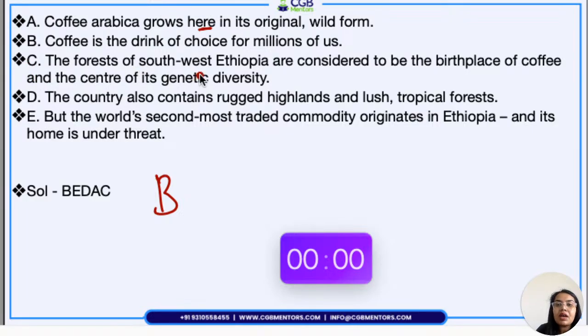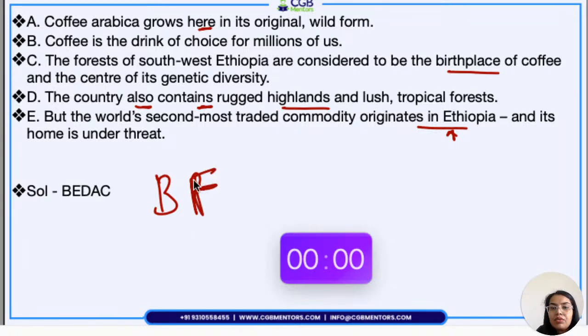The forests of southwest Ethiopia, considered to be the birthplace of coffee and the center of its genetic diversity. So we are talking about the birthplace, so we'll also talk about originality in the same context. The country contains rugged highlands and lush forests. So the sentence talks about the country's geography. But the world's second most traded commodity originates in Ethiopia and its home is under threat. So coffee is something which is loved by millions, but it is under threat. So this is the point.